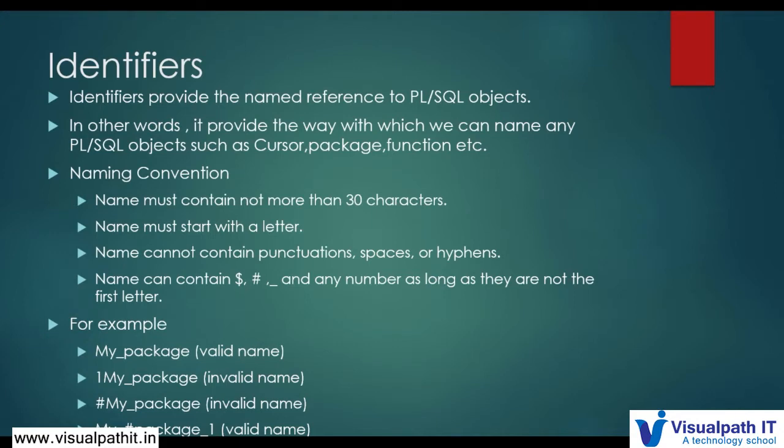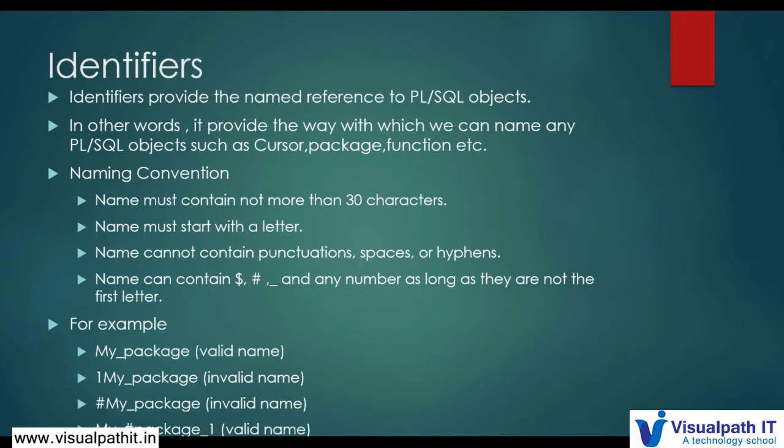Similarly, #my_package is also invalid because of the hash being the first letter of the name. And the fourth one is my_hash_package_1. In this case we have covered both things: the hash and the numeric 1 are not the first letter of the name, and neither is the underscore. So this is a valid name. In this fashion you can create any object name, which is called an identifier for that object.